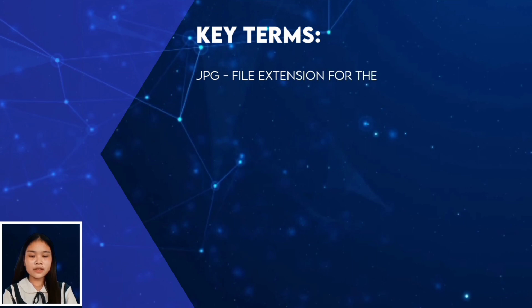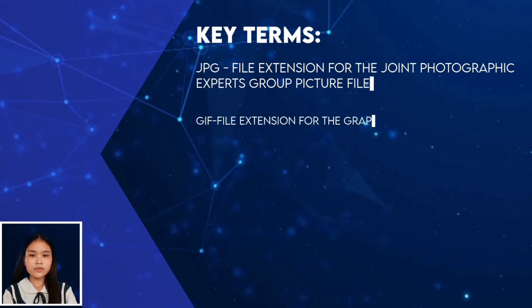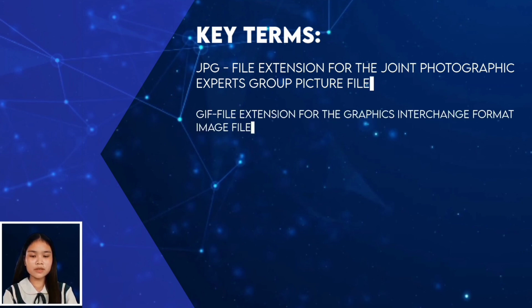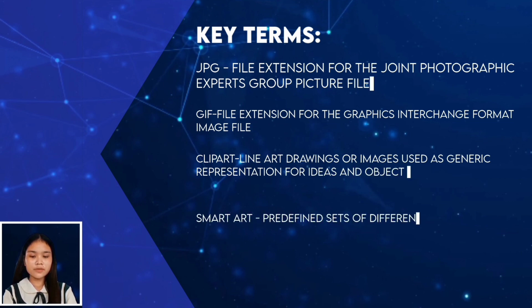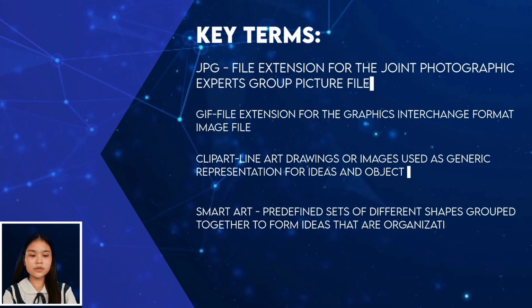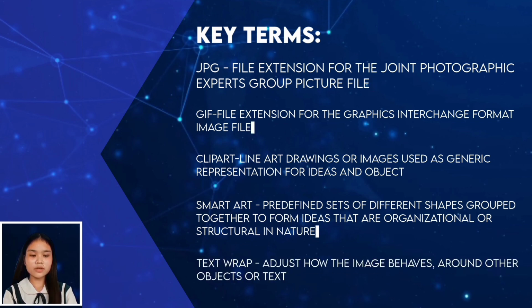JPG: file extension for the Joint Photographic Experts Group picture file. GIF: file extension for the Graphics Interchange Format image file. Clip art: line art drawings or images used as generic representation for ideas and objects. Smart art: predefined sets of different shapes grouped together to form ideas that are organizational or structural in nature. Text wrap: adjusts how the image behaves around other objects or text.